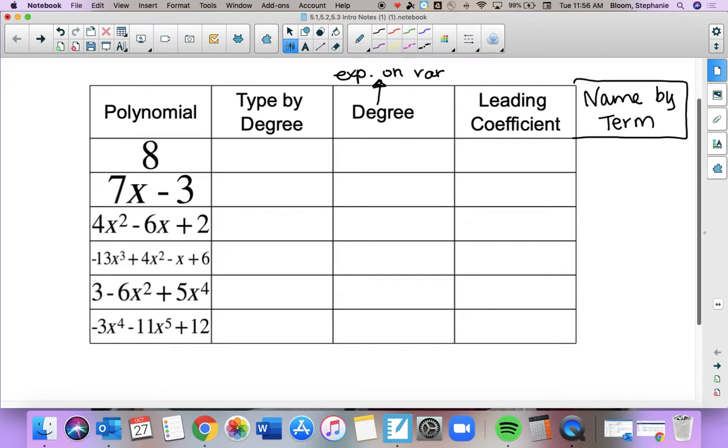So let's look at this first one. On the first one, do I have any variables right here? I do not. Okay, so this is a degree of 0. And you actually know what this is called. What is a number called that does not have a variable attached? Yeah. It is a constant, yes. So this is called a constant.